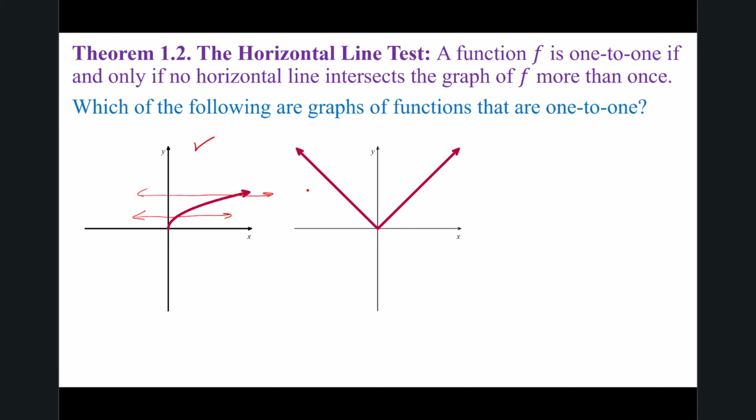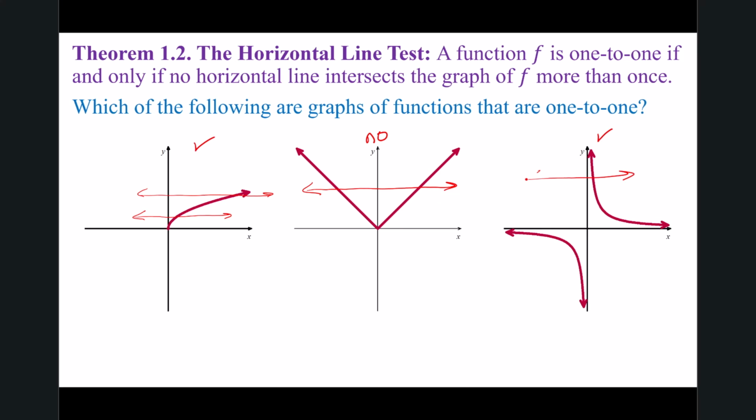Looking at this function, I can easily see that here's a horizontal line that intersects the graph more than once, so no, this is not a one-to-one function. Looking at this last one, it is also a one-to-one function. I could draw a few horizontal lines, like these two right here, but also the one that looks closest would be this x-axis. It does not intersect either graph at all, let alone the graph more than once. So yes, that one is also one-to-one.